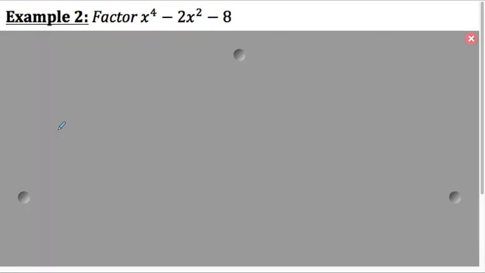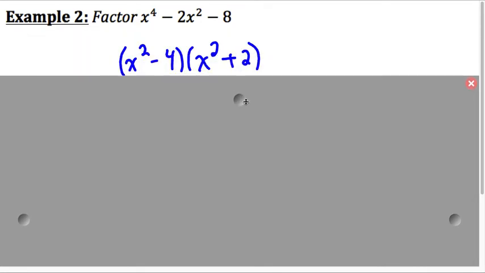So go ahead and start this one off. Try and factor that one. I would suggest you pause it, try to factor it, and then come back and see if you have it correct. So hopefully you paused that and you factored and you ended up with this. x squared minus 4, x squared plus 2, right? Because negative 4 times 2 gives you negative 8, and negative 4 plus 2 gives you negative 2.